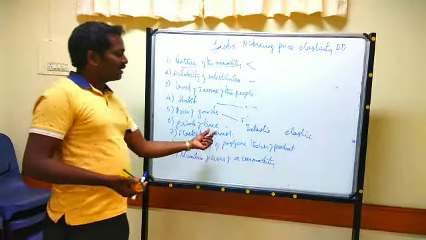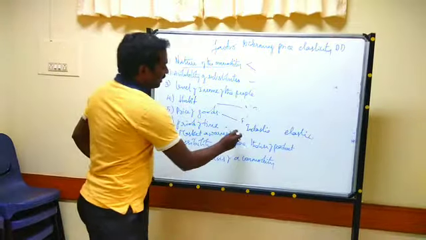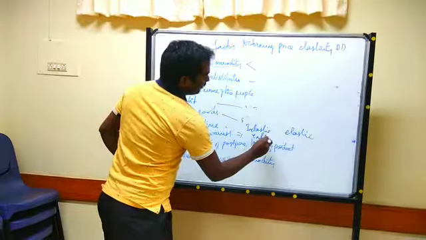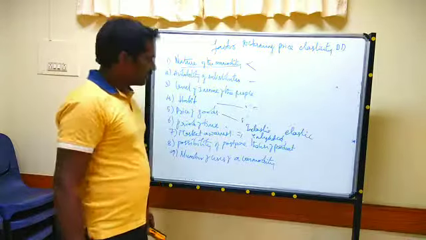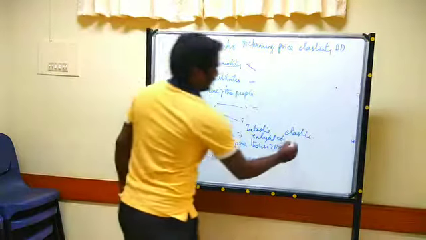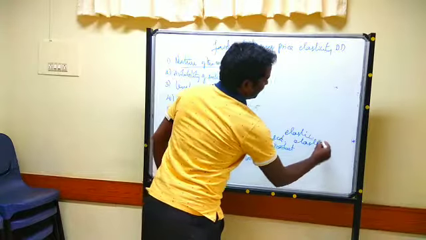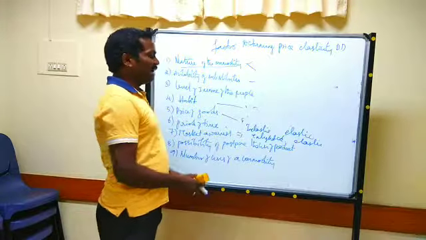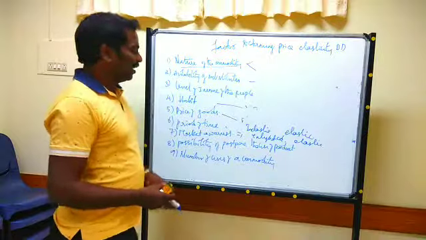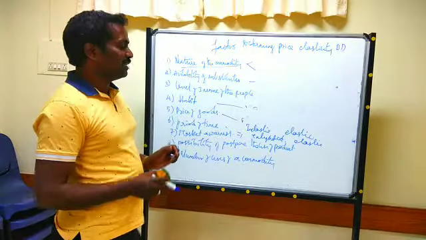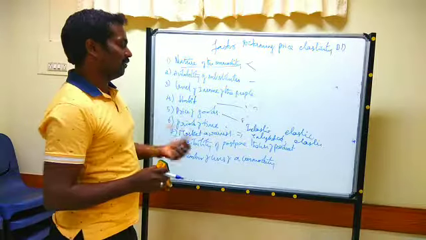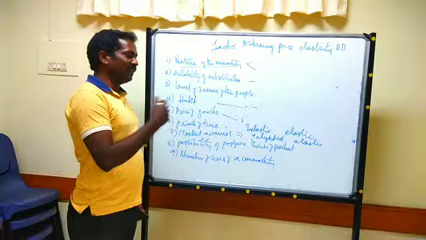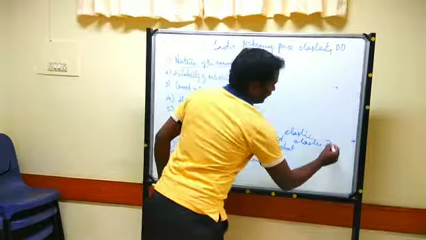Then market awareness. In market awareness, enlightened people always have elastic demand, because they will compare, they will see, and then they will buy the products. Ignorant people have inelastic demand. They do not know about the products' prices, so definitely their demand is inelastic.